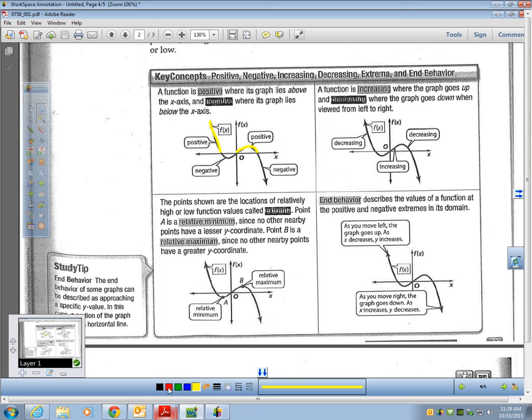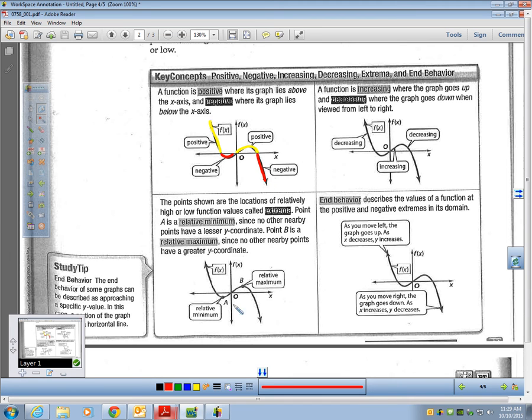Negative. Let me take a red marker. You see where below, I might have misspoke before, I meant x-axis. I might have said y-axis, and if I did, I meant x-axis. Here I'm below the x-axis, that's negative. Here I'm below the x-axis. My function is negative here.